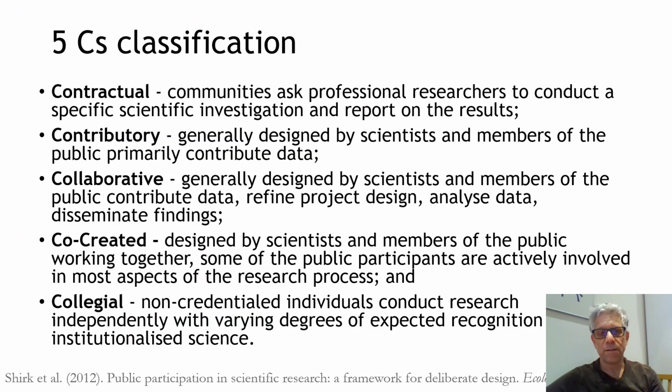The next classification is called, for short, the 5C classification. It came out from work by Bonney in 2009 and then Shirk expanded it in 2012. It talks about five types of project. Contractual, where communities hire professionals to carry out research for them. A contributory project, where scientists design a project and ask people to participate in it, contribute data, or do some work. Collaborative project, where the scientists are in the lead, but there is an opportunity to refine the question and improve it. Co-created projects, which are created together from the start, and collegial projects, where the public is creating their own project and not always expecting recognition from institutionalized science.